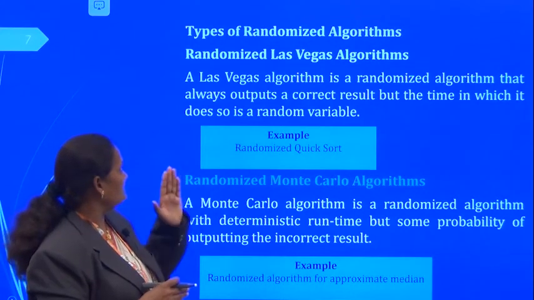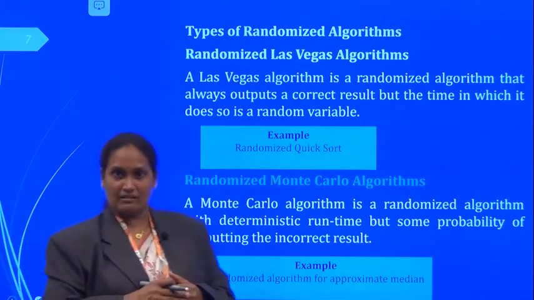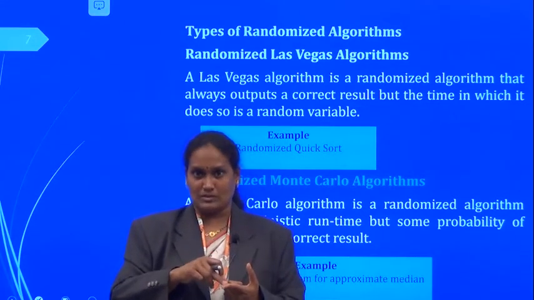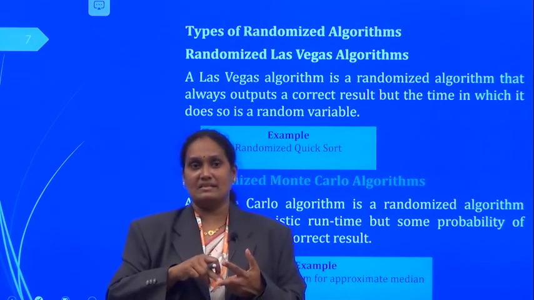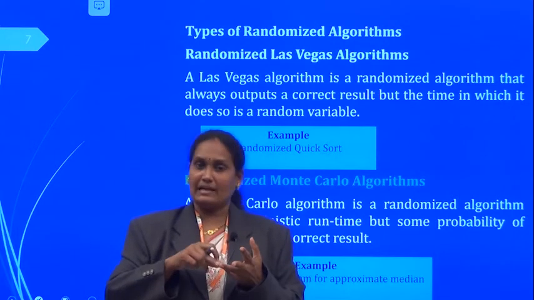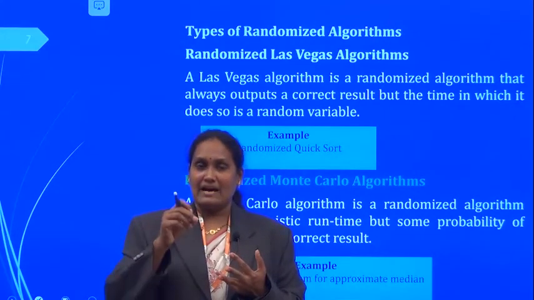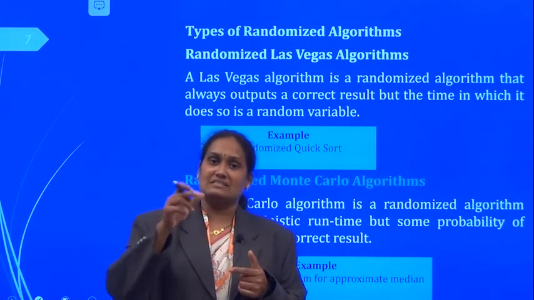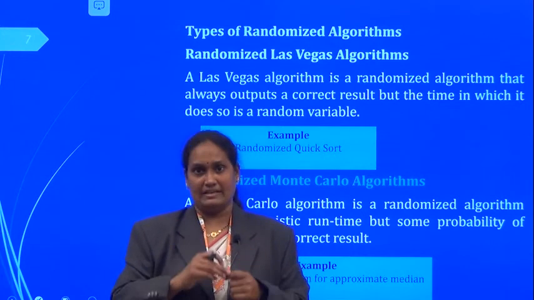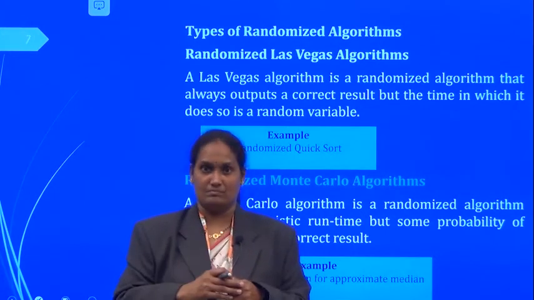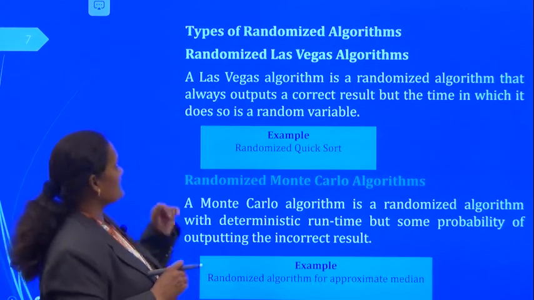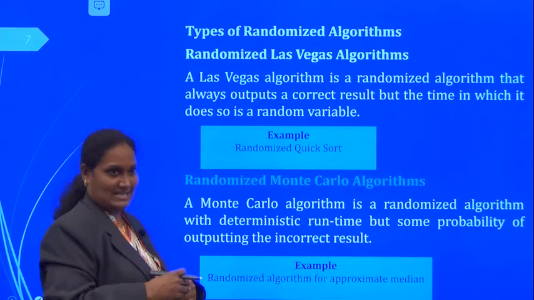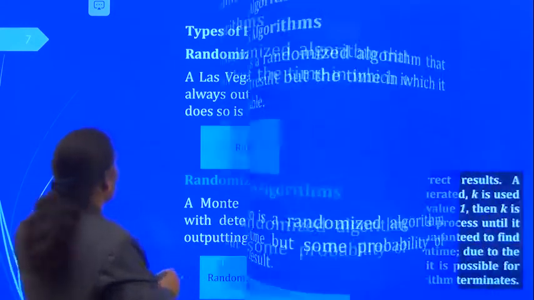Now here, what is a Las Vegas algorithm and what is a Monte Carlo algorithm? A Las Vegas algorithm always gives a correct output, but its time complexity cannot be predicted. A Monte Carlo algorithm has some probability of incorrect output, but its time complexity can be predicted. It has a deterministic time. Right. I am going to explain the Las Vegas algorithm and the Monte Carlo algorithm with a small example. Let us see the Las Vegas algorithm first.